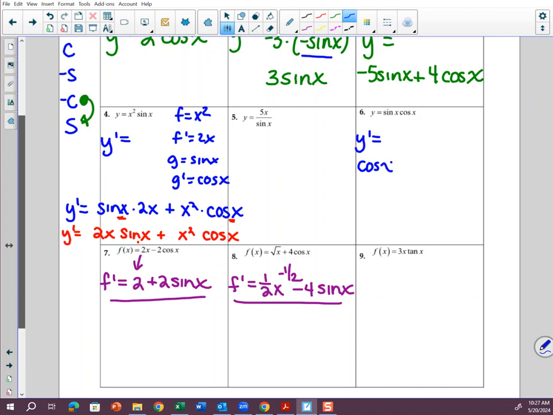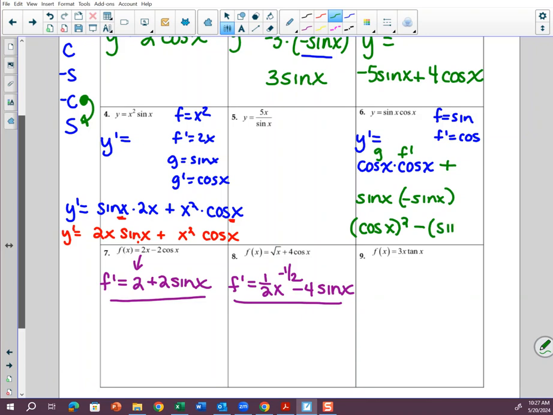So cosine times cosine. Okay, so because if f is sine, f prime is cosine. So this is g f prime plus f, and then g prime. So this is going to be a cosine x quantity squared minus a sine x quantity squared.